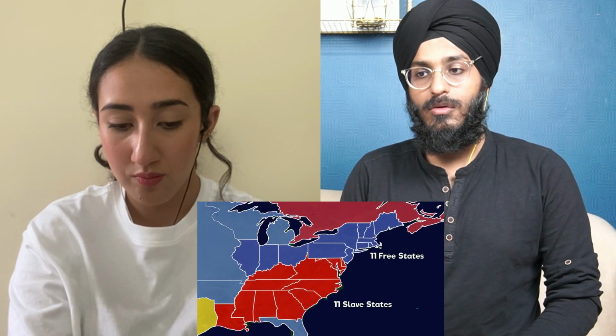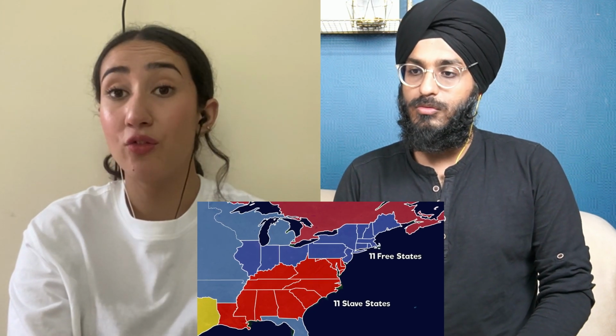In 1819, there were 11 free states and 11 slave states. A perfect balance. A happy free medium. A harmonious relationship.